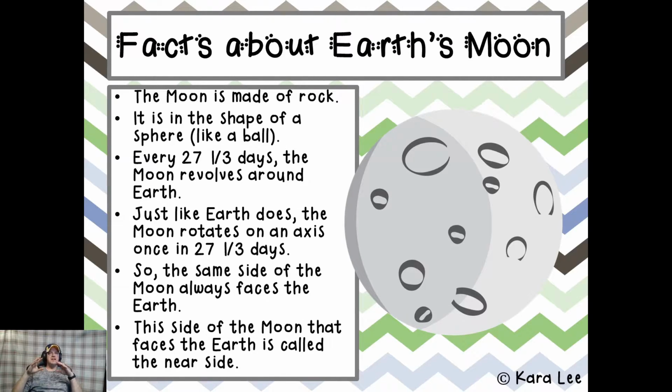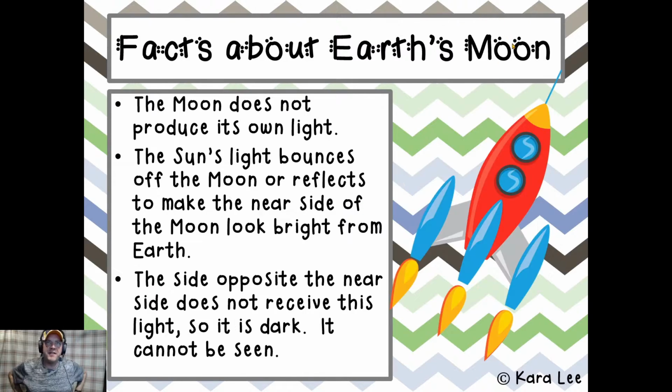So just like Earth does, the moon rotates on its axis. Okay? So the same side of the moon is always facing the Earth. If you look at the moon today, and you look at the moon 20 years from today, you will still be looking at the same side of the moon. So this side of the moon that faces Earth is called the near side. Fun facts about the moon.